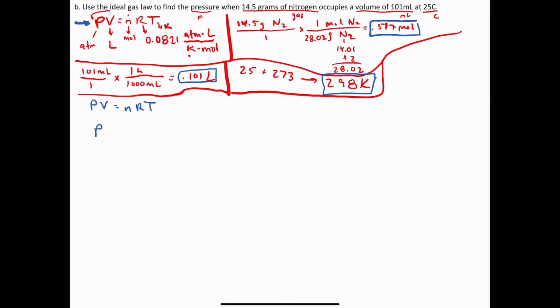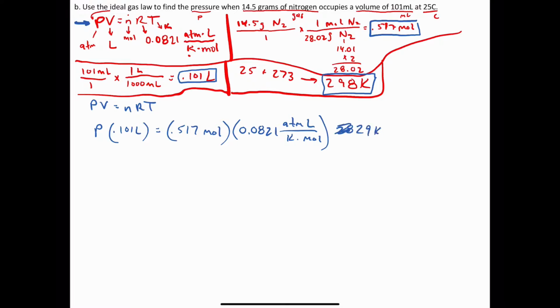So P times V is 0.101 liters, equals n is 0.517 moles. R we know, 0.0821 atm liters over K moles. And then the temperature is going to be 298, 298. I must be thinking about something like lunch. I don't know. 298 Kelvin.